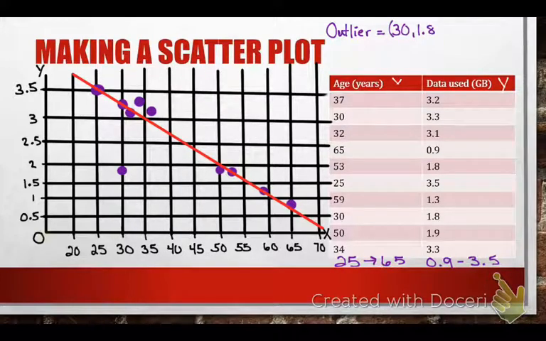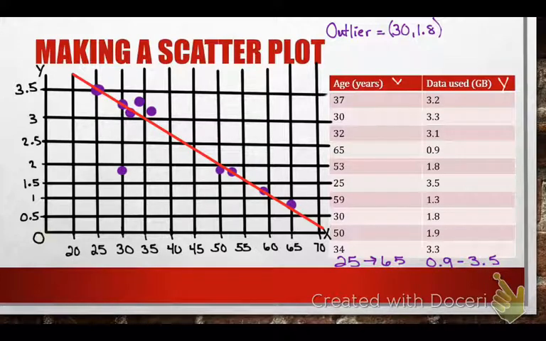What does this mean, 30 and 1.8? This is a 30-year-old that only used 1.8 gigs of data. So why do you think their data usage falls so far outside of everybody else's data usage or the pattern? Why do you think this person in particular uses so much less data? Maya?